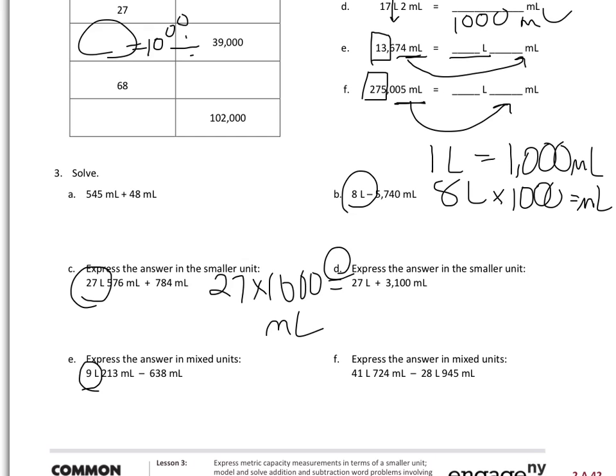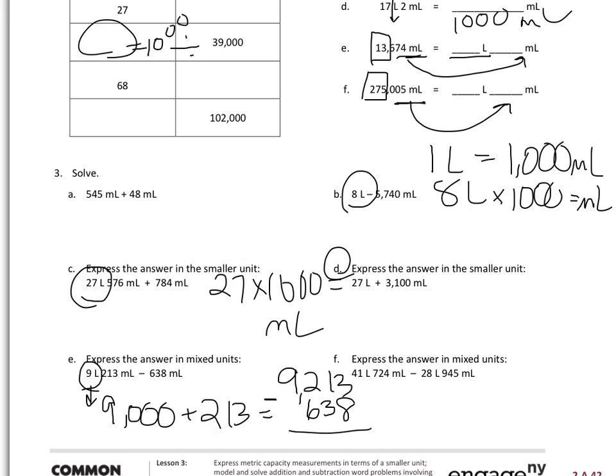And they're likely going to want to combine and make this one large number. So thinking of this as 9 liters, so for every one there's 1,000, so there'd be 9,000. Add the milliliters to it, so that number becomes 9,213. Now students can subtract the 638.